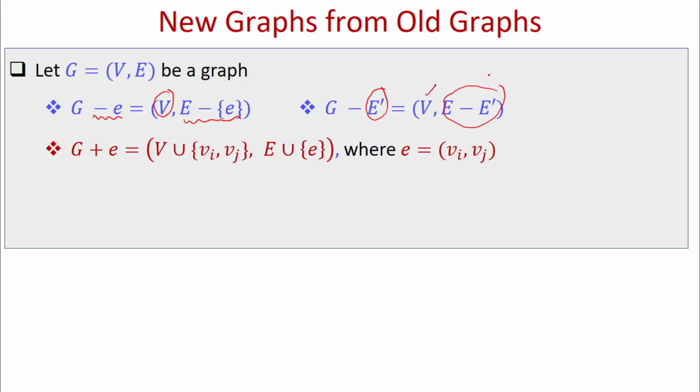Similarly, if I add a new edge, which is expressed by this operation, then my edge set gets affected. So I will be including a new edge, and the endpoints of the edge small e will be included in my vertex set.